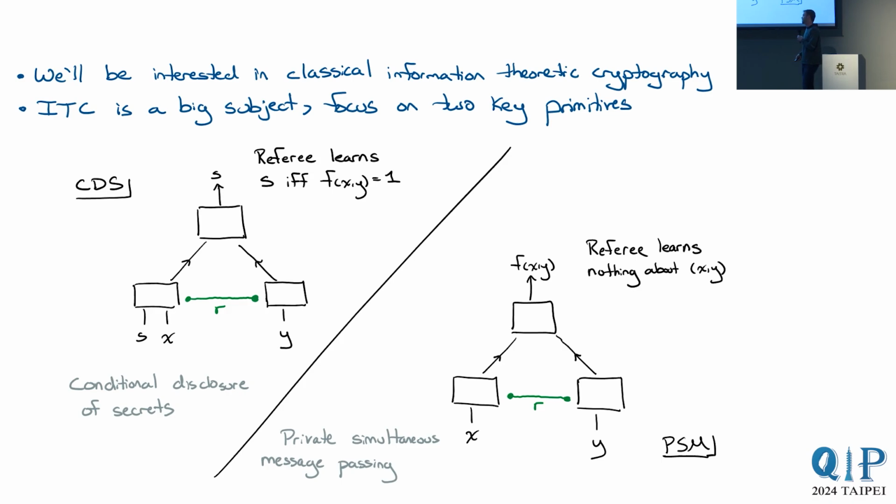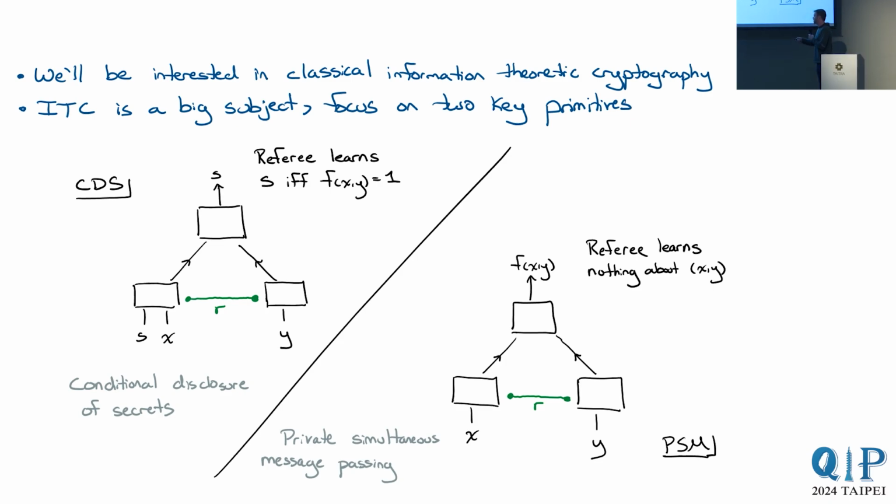Okay. Then what they're going to do is, from their inputs and their randomness, compute some messages. And then they'd like to send messages to the referee such that the referee can determine the secret s if and only if some condition is met. Okay, so in particular, we'll think about some function f of xy. And when this is valued 1, the referee should be able to compute the secret. And otherwise, they should hold no information about the secret.